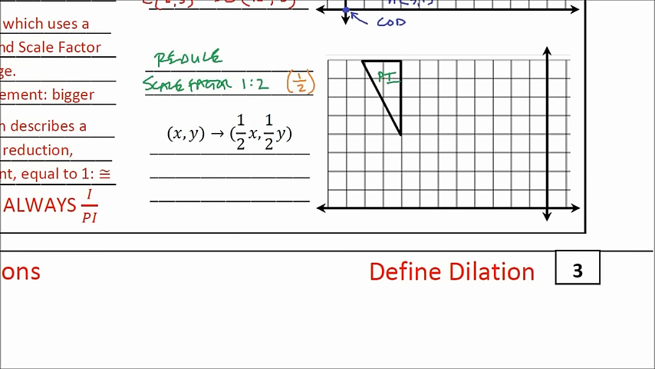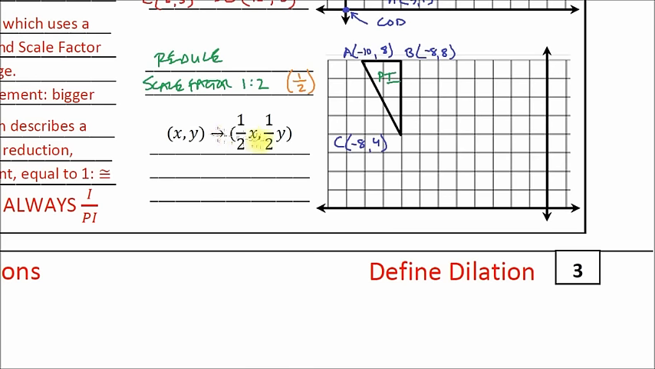All right, let's label our points. So let's call this point A, and I'm going to count those units. That appears to be -10, 8. Let's call this B. That looks like it's -8, 8. And here is our C value. That looks like it is -8, 4. So there's our 3 original points.